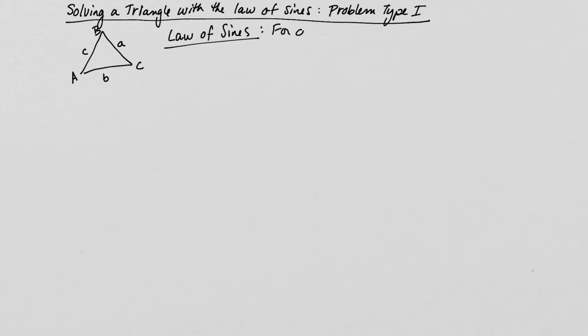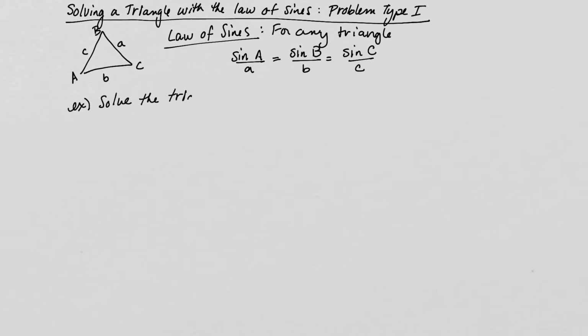So for any triangle, the sine of A over little a is equal to the sine of big B over little b, and is equal to the sine of big C over little c. So we're going to do some problems here. So we want to solve the triangles. And that just means we need to find all the missing sides and parts.